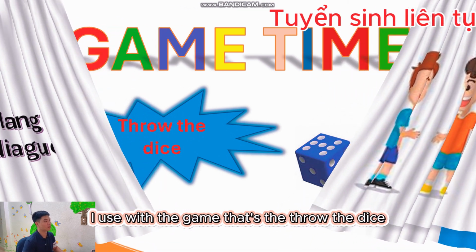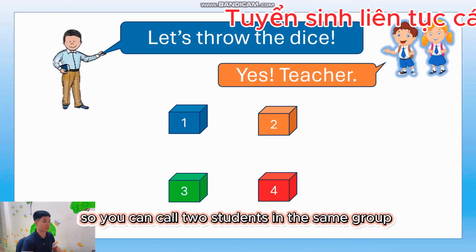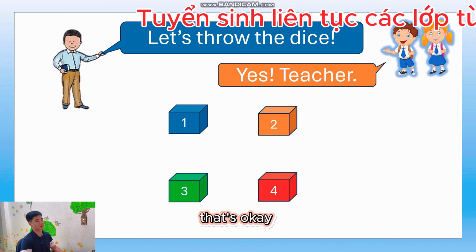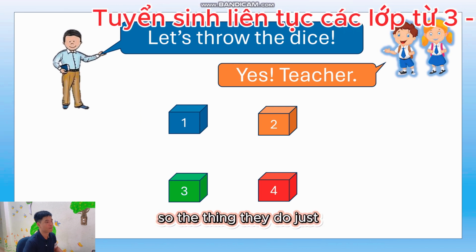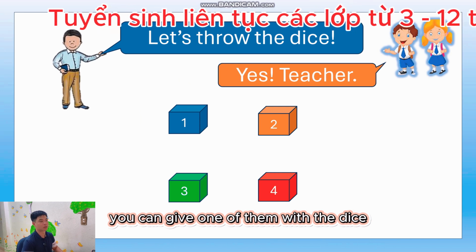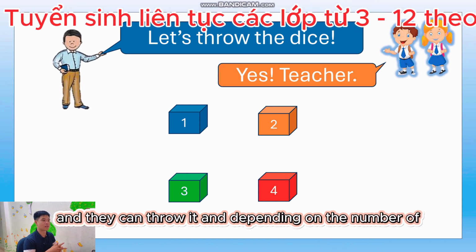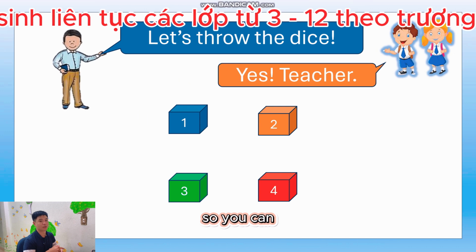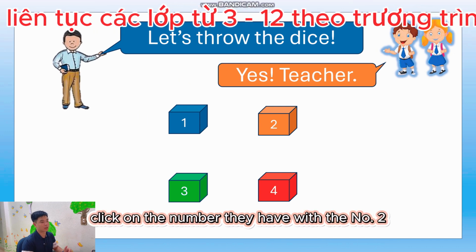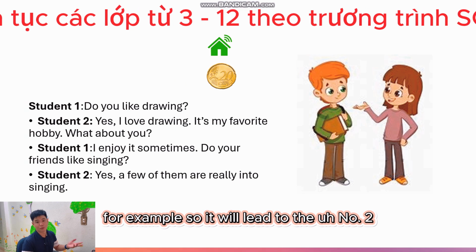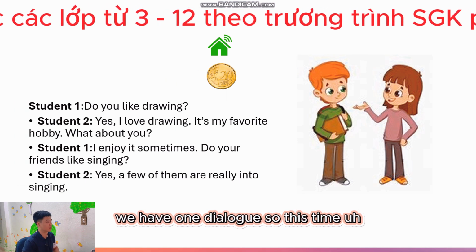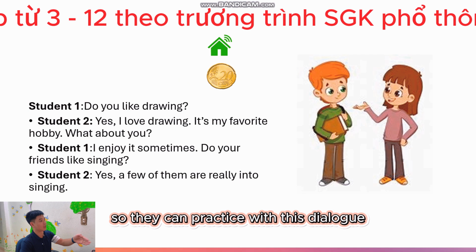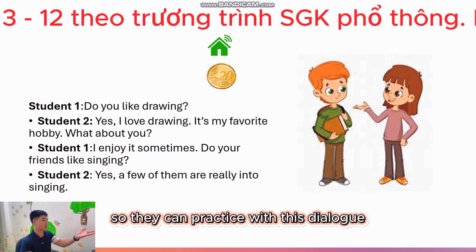For making dialogues here, I use this game, let's throw the dice. You can call two students in the same or in different groups. That's okay. You can give one of them the dice and they can throw it. Depending on the number on the dice, you can click on the number, for example number 2, and it will lead to the number 2 dialogue. This time, one student can be student 1 and the other student 2, so they can practice this dialogue.